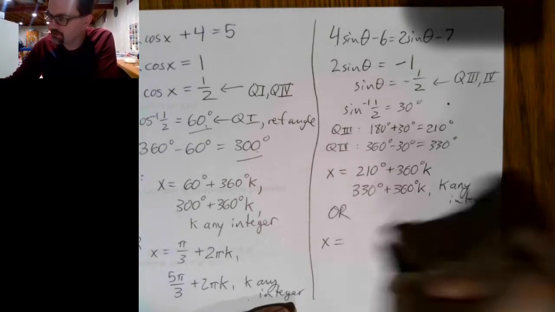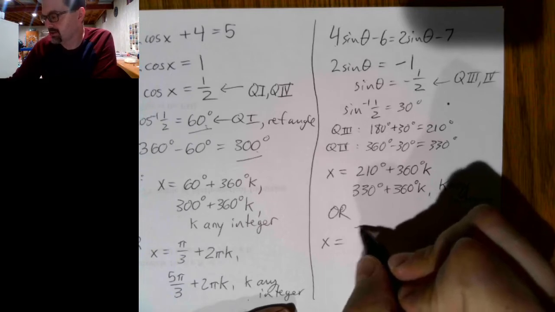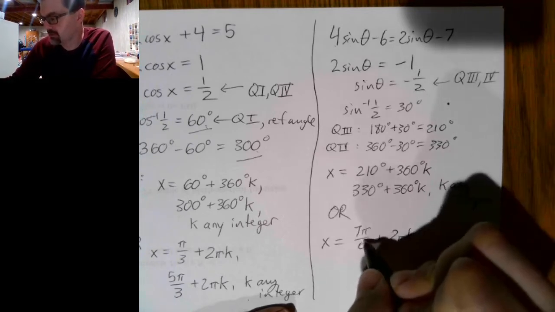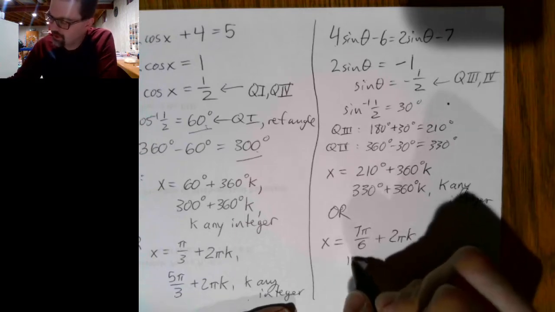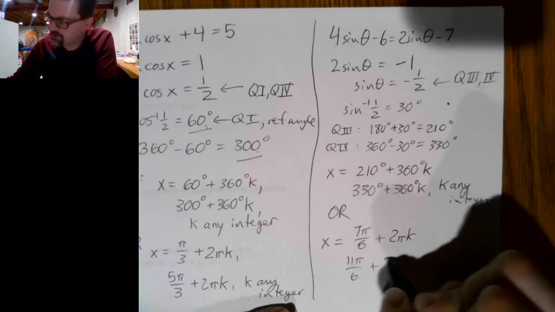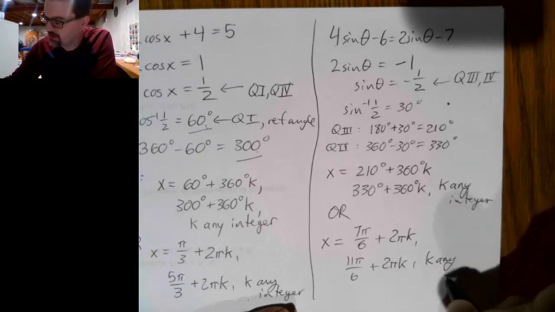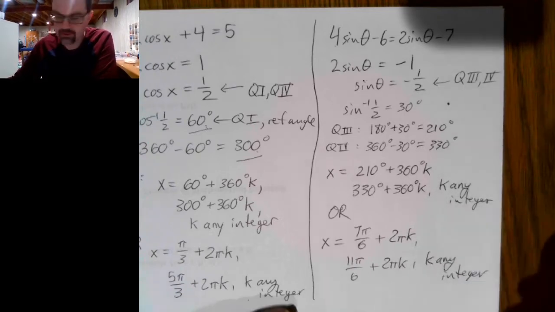Or, put it in radians, that is 7 pi over 6 plus 2 pi k, and 11 pi over 6 plus 2 pi k, k any integer. There we go.